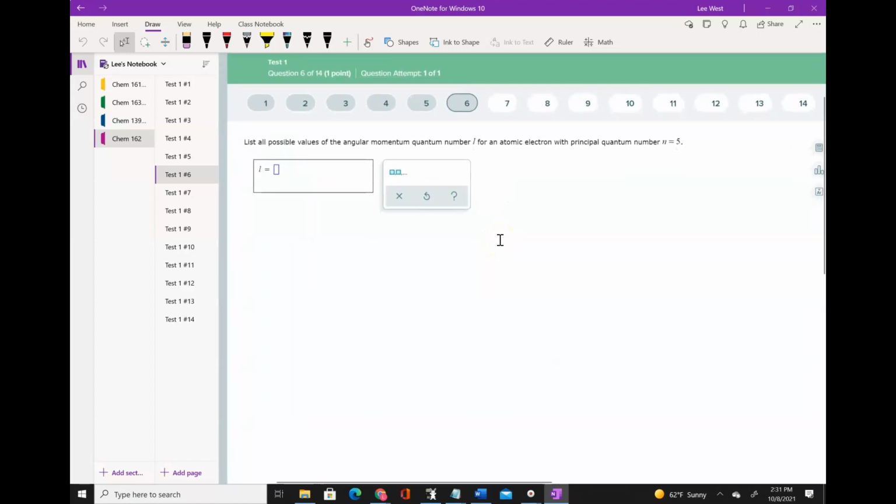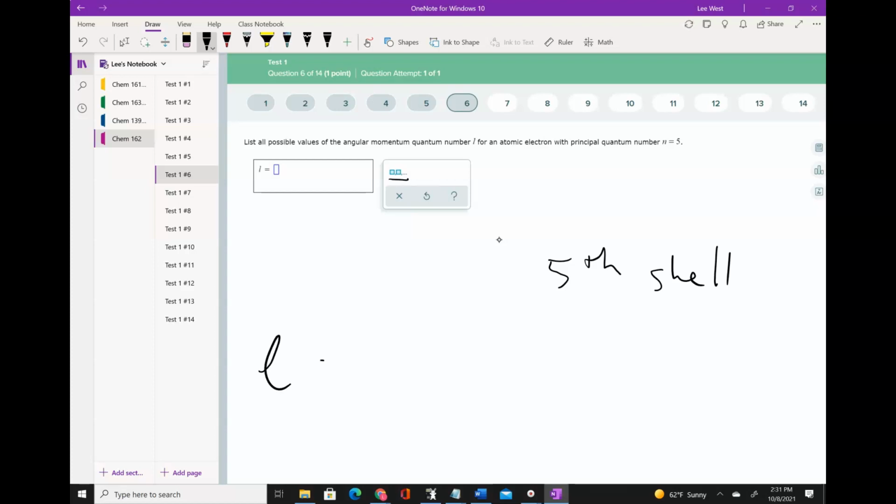All right, this is looking at possible quantum numbers. So you have to list out the possible quantum numbers. It looks like we're going to put them in separated by commas for an atomic electron with principal number n equals 5. So that means we're in the 5th shell, right? So it would be in the period 5 of the periodic table. What kinds of electrons are possible?